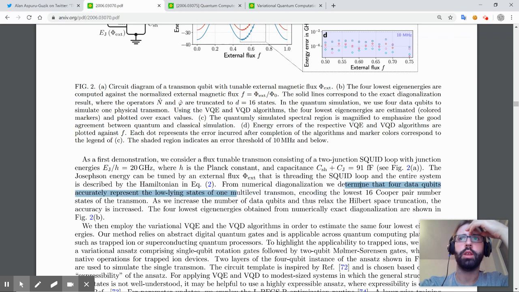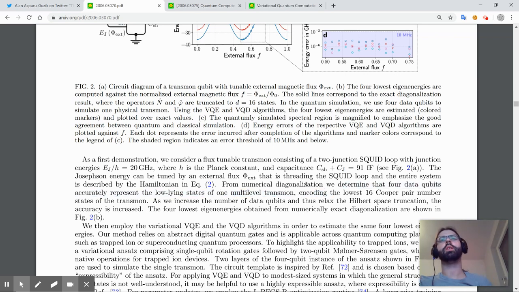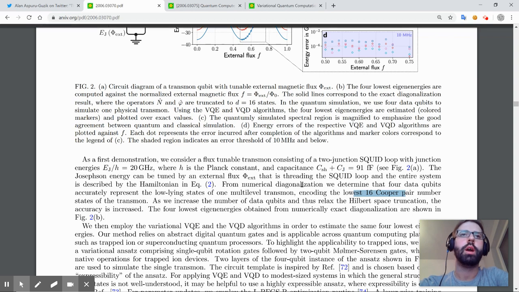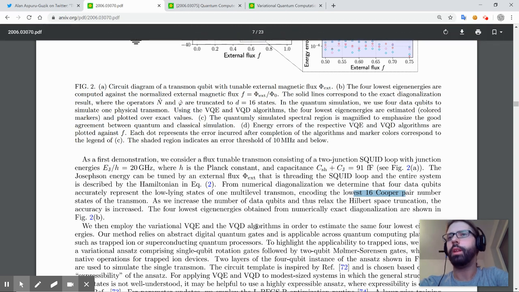So from numerical diagonalization, we determine that 4 data qubits accurately represent the low-lying states of one multi-level transmon, encoding the lowest 16 Cooper pair number states of the transmon. So basically they figure out that you need 4 qubits to simulate that. That's the point.